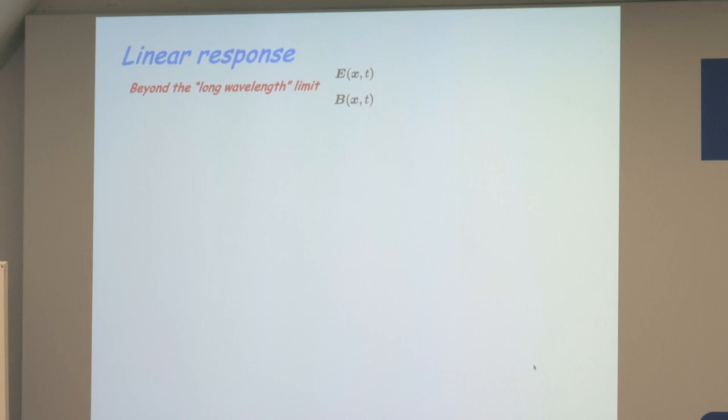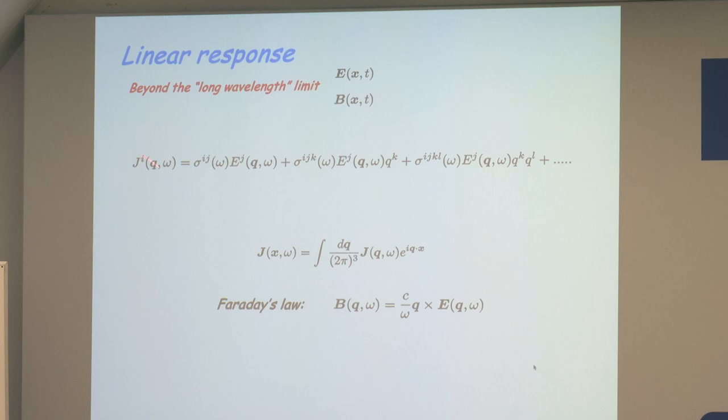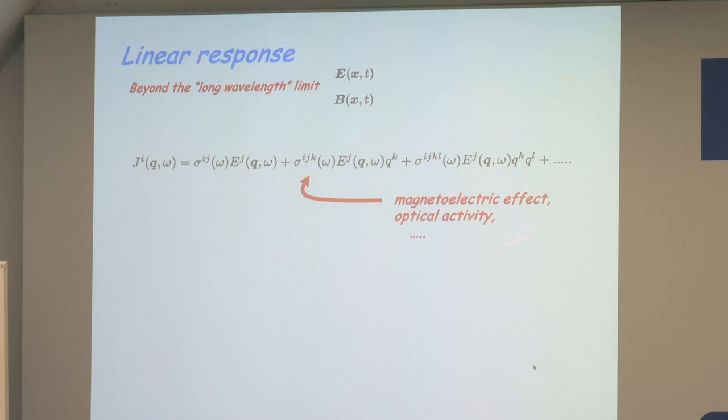Still in linear response, but now we would like to go beyond the long wavelength limit. So I want to worry about the situation where I have to consider the variation of the electric and magnetic fields a little bit over a unit cell. For, say, the current density, we can introduce the Fourier transform. And if I write B in terms of E using Faraday's law, I can look for an expansion of J in powers of Q, only single powers of the field because it's linear response. This is the zeroth power in Q, here's the first power in Q, second power in Q, and so on. This one here is responsible for things like the frequency-dependent generalization of the magnetoelectric effect, also optical activity, and so on.